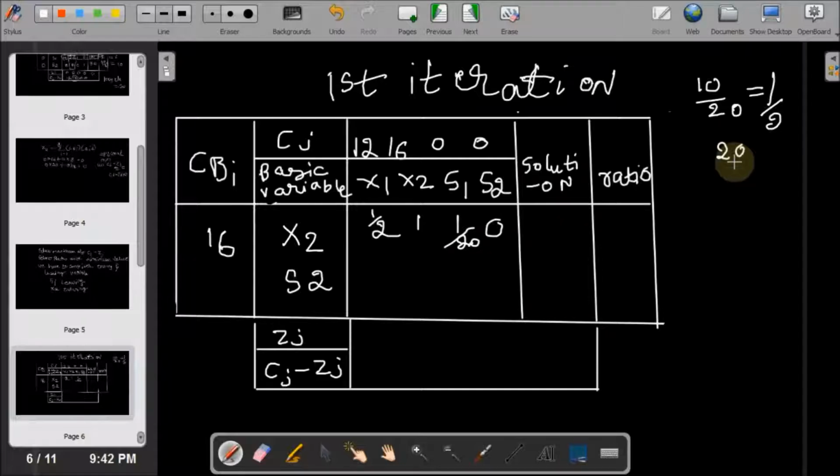So 20 by 20. So this is the second value. Next, S1 is 1 by 20. So 0 by 20 is how much? 0 only, right? That's why. Getting, guys? But solution. What is the value of the solution? 120 by 20.